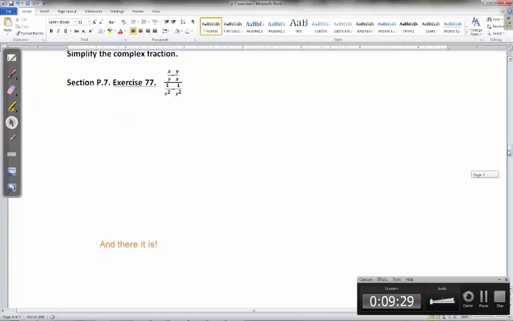Back here, I forgot to do method 2. Method 2 is to find an LCD of all the denominators, so that would just be x squared y squared, because the furthest you can factor down is x and y, and the highest powers they had were x squared and y squared. And you take that and multiply it into the top and into the bottom. Sorry, I forgot this. This is method 2.